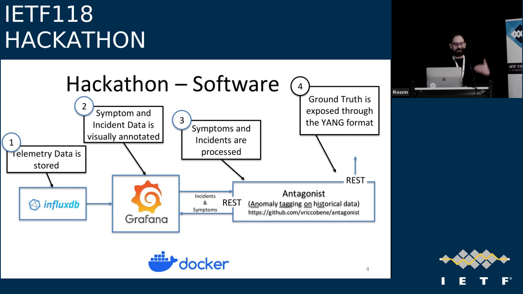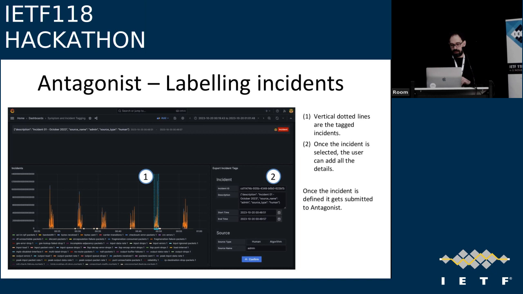The first step, of course, is you load the telemetry data on InfluxDB. The second step is you tag those symptoms and incidents on Grafana. And then Antagonist will read from the Grafana annotation database, enrich the information, and push the enriched information back on the database itself. And it will eventually expose it through a REST API, which supports the YANG model we defined.